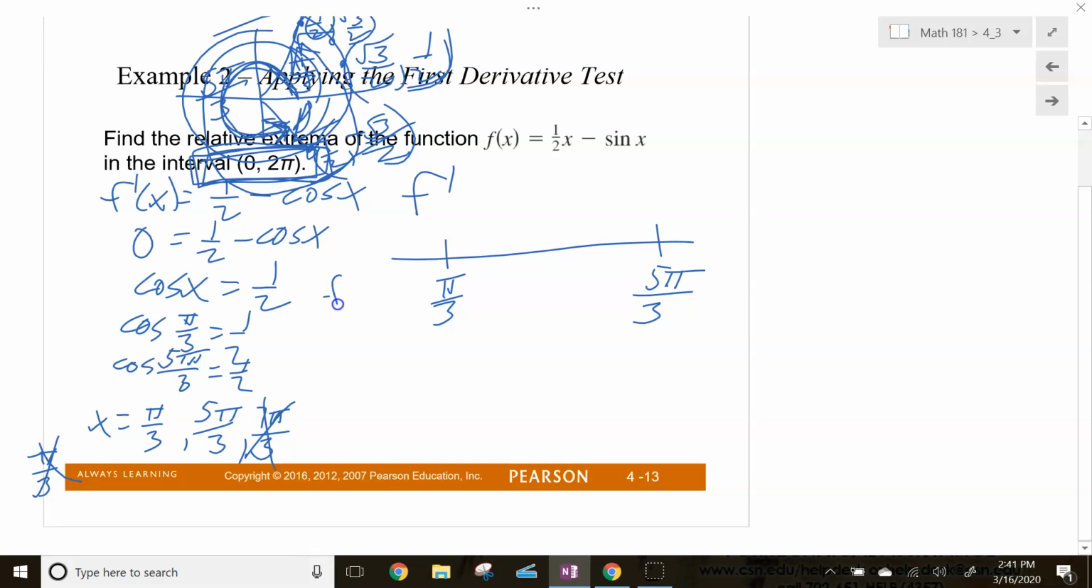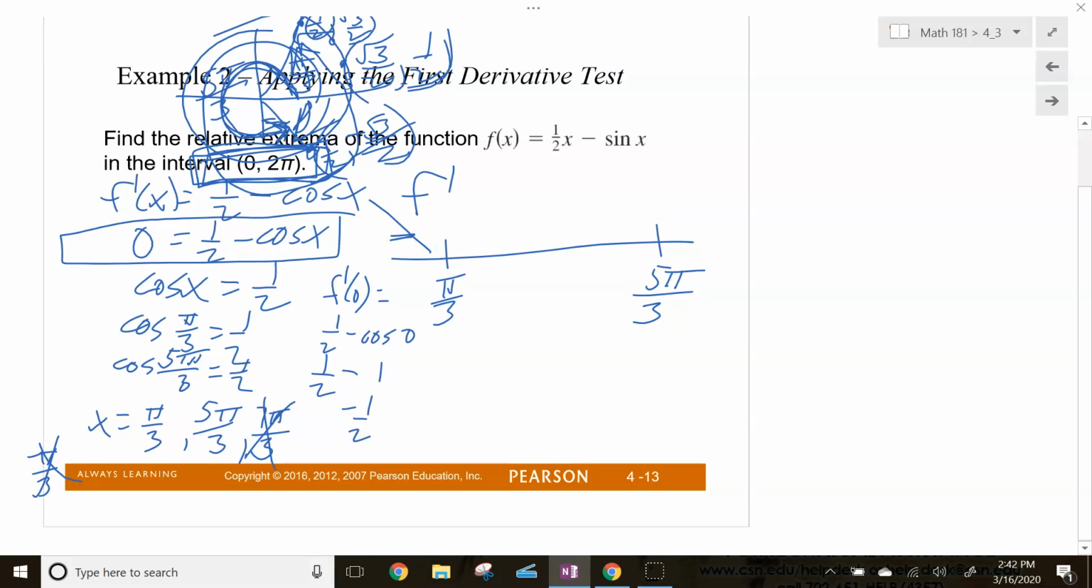So I'm going to throw in f prime at 0. And I'm plugging it in right here to my first derivative. So I've got the cosine at 0 is 1. So I got 1/2 minus cosine of 0. Again, the cosine, the x value there at 0 is 1. So 1/2 minus 1, negative a half. So it decreases till pi thirds.